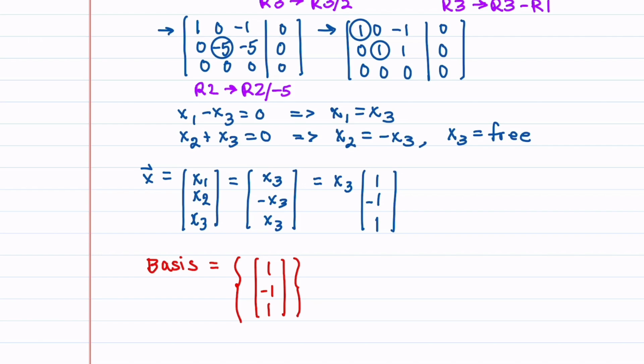And then lastly, let's talk about the geometric description. Our basis contains one vector. So our geometric description of our basis is that it's going to be a line, and our vector is an element of R3. So we're going to have a line in R3.